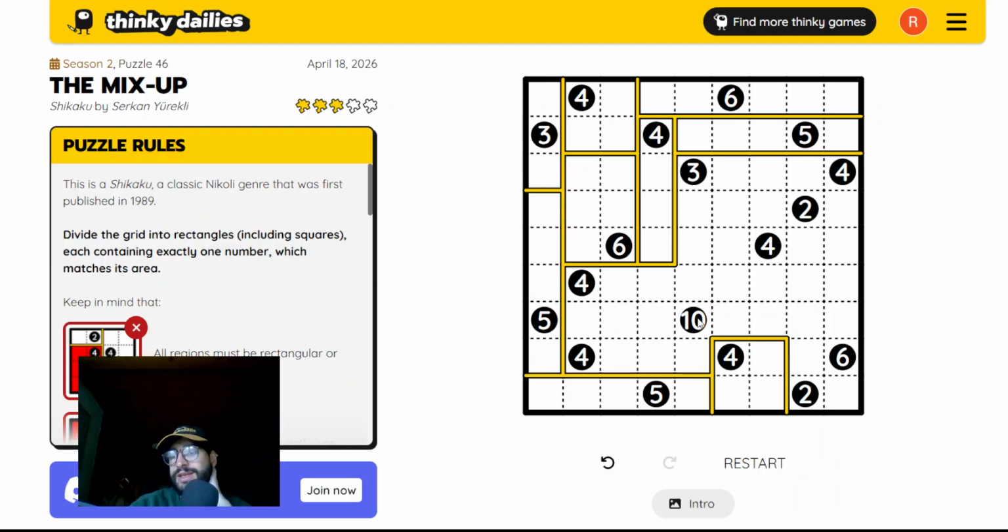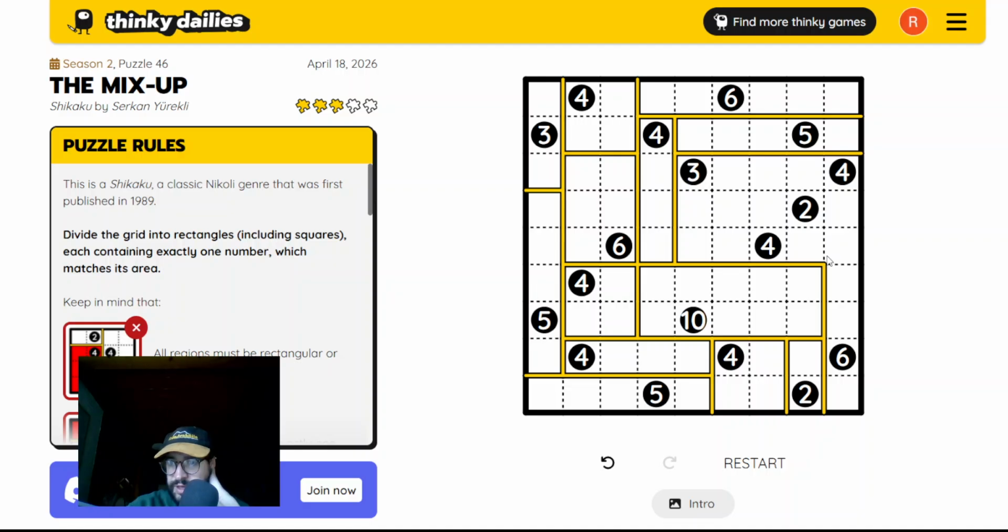Now, let's look at this 10. This 10, the only way that it can fit is either a 10 by 1 or a 2 by 5. There is no space for a 10 by 1, so it's going to be a 2 by 5. And it cannot do it vertically, so it has to go horizontally. Now, it can extend all the way to the left, but it can't because we have this force. So, it will need to extend a little bit here. And I think it's going to do something like this. There we go.